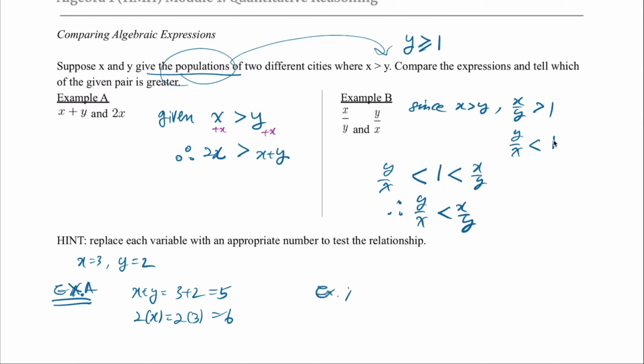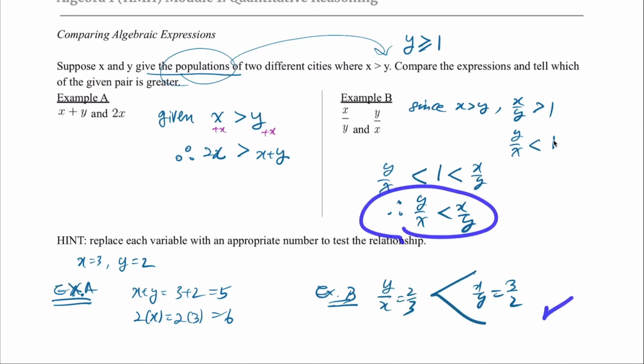Is that consistent though? Okay, in x over y, what is x over y equal to? That's 3 over 2. Okay. How about y over x? Isn't that 2 over 3? Yep, that's bigger. So the conclusion I had is backed up by just me trying a different number.